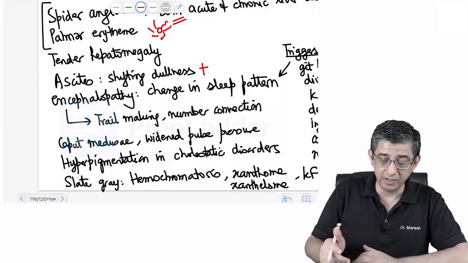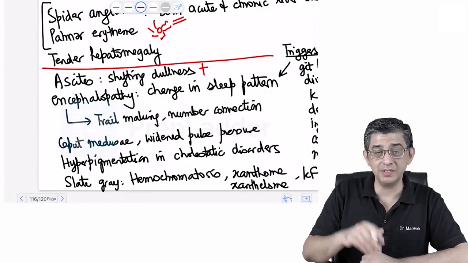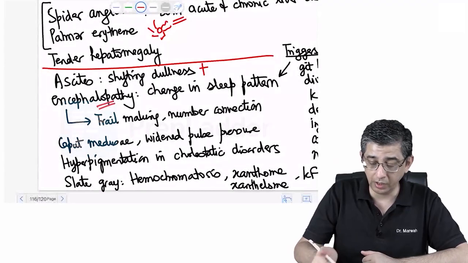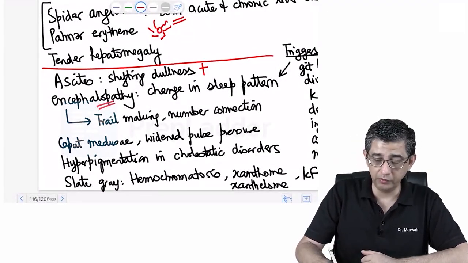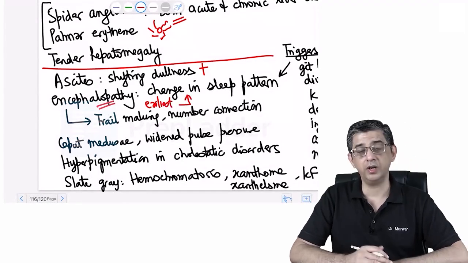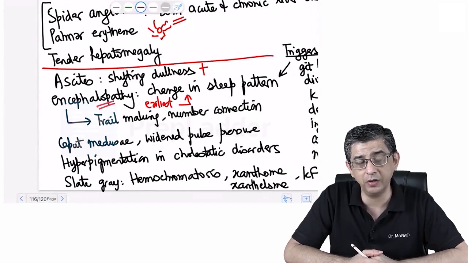Once there is a progressive downhill course, once there is a cirrhosis which decompensates, you would be having encephalopathy, one of the early manifestations. However, if the question says what is the earliest manifestation of hepatic encephalopathy, your answer would be alteration in the sleep pattern of the patient.